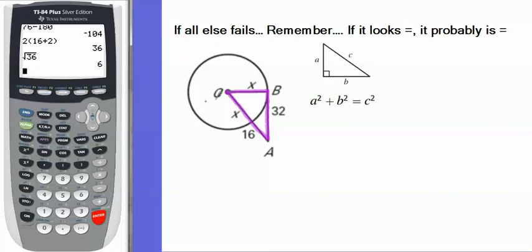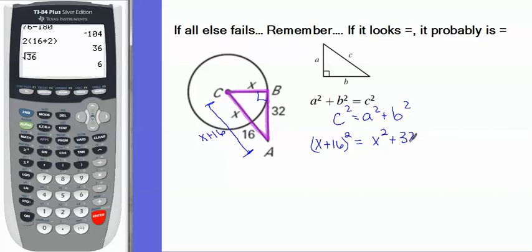So when I look at this, this looks 90. The side across from the 90-degree angle is my hypotenuse, and this is just x plus 16. So I'm actually going to write it c squared equals a squared plus b squared. That's my preference. And I'm going to get x plus 16 squared equals x squared plus 32 squared.